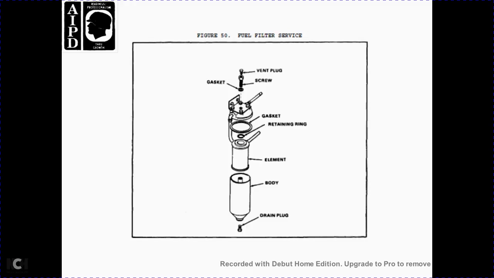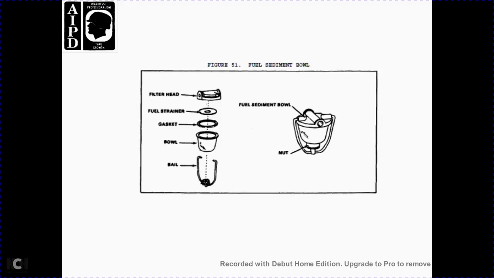It shows the vent plug, the screw, the gasket, the retaining ring, the element, the body, and the drain plug. Figure 51 shows the fuel sediment bowl with the filter head, the fuel strainer, the bowl gasket, the bowl with the fuel sediment, and the bolt nut.